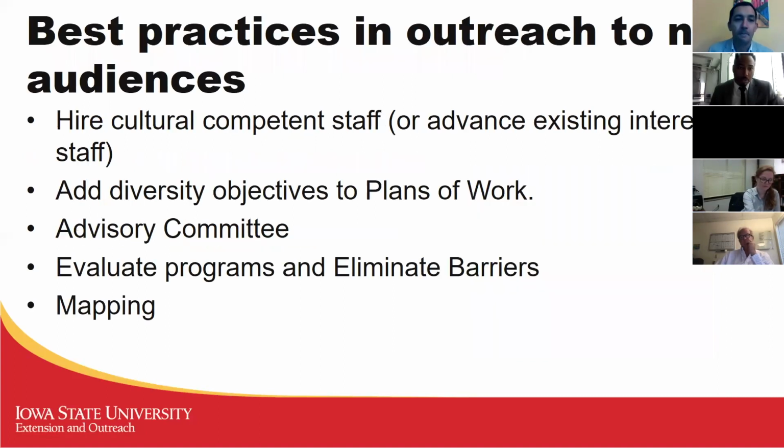Then going into some best practices in your outreach to audiences, the first thing you'll see there is hire competent staff. We're advancing the interests of others. One thing that we always talk about at Extension is, we want a diverse and inclusive client base, but we must make sure that our staff reflects that in our new hires. And then I think also really important is advancing the competency of our staff. One way that we feel has worked is by adding some diversity objectives to our plan of work. And I think that these objectives should be self-imposed.